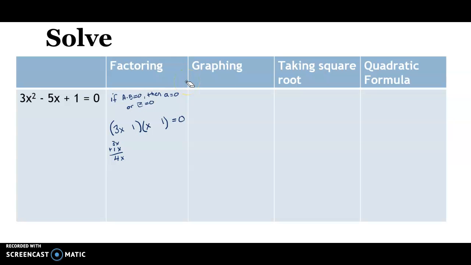So we could take those out, and we can make negative 1 times negative 1, because we know that two negatives make a positive. So if I check my outer terms, I get negative 3x. Check my inner terms, I get negative 1x. Together they make negative 4x, which again is not negative 5x. So with that amount of work, I'm going to say it's not factorable.